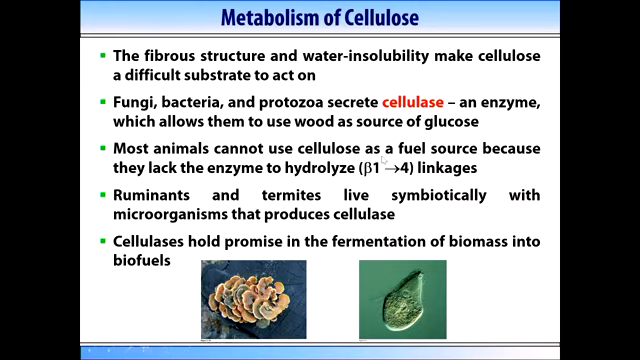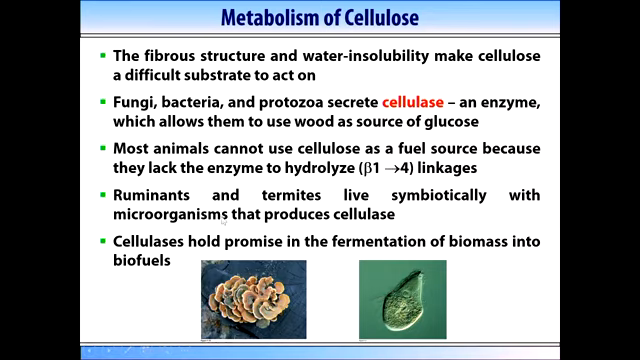So cellulose is a type of polymer that cannot be easily metabolized. As we know, starch can be easily metabolized, right? The bread that we eat, the potatoes that we eat, all the starchy products that we consume, this starch can be easily metabolized in the form of sugars in our body. But cellulose cannot be metabolized. Only some fungi, bacteria, and some protozoans can secrete an enzyme called cellulase, which can hydrolyze the cellulose and yield single glucose units. Most animals cannot use cellulose as a fuel source because they lack this enzyme.